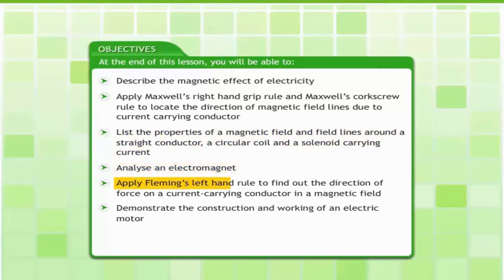Apply Fleming's left-hand rule to find out the direction of force on a current-carrying conductor in a magnetic field. And demonstrate the construction and working of an electric motor.